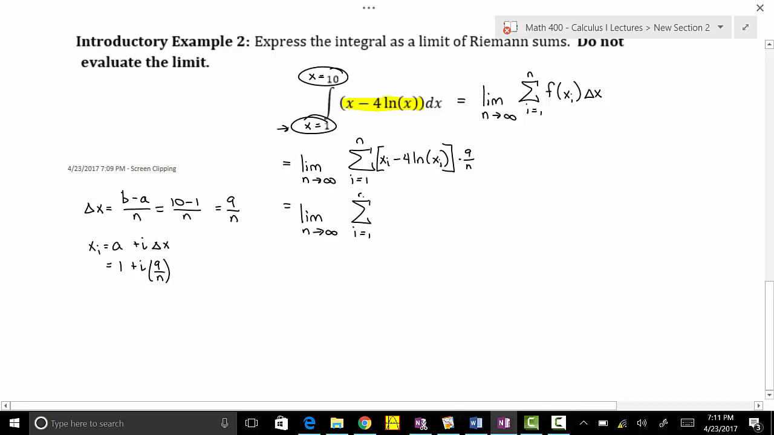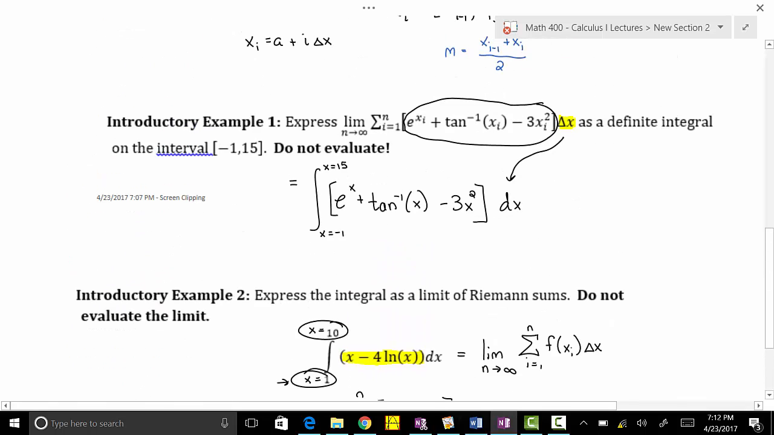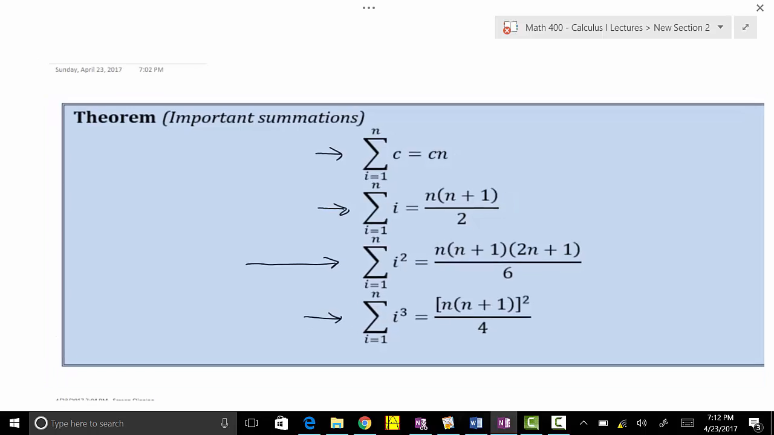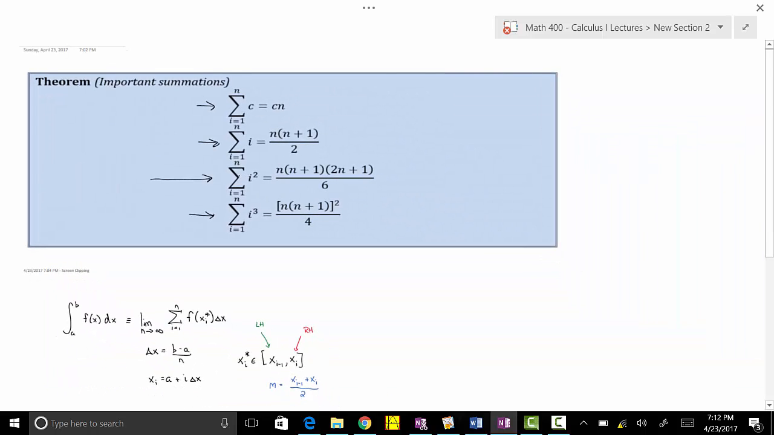The sum from i equals 1 to n of, instead of x sub i, I can call it 1 plus 9i over n, minus 4 the natural log of, again, 1 plus 9i over n. And delta x is just 9 over n. Now, you really can't do very much from here because it's within a sum. You could technically take out n's, but because of that natural log, remember our theorems that we have up here, you can trade out any sum of i squared or any sum of i cubed or any sum of i, but I don't see a sum of a natural log there.